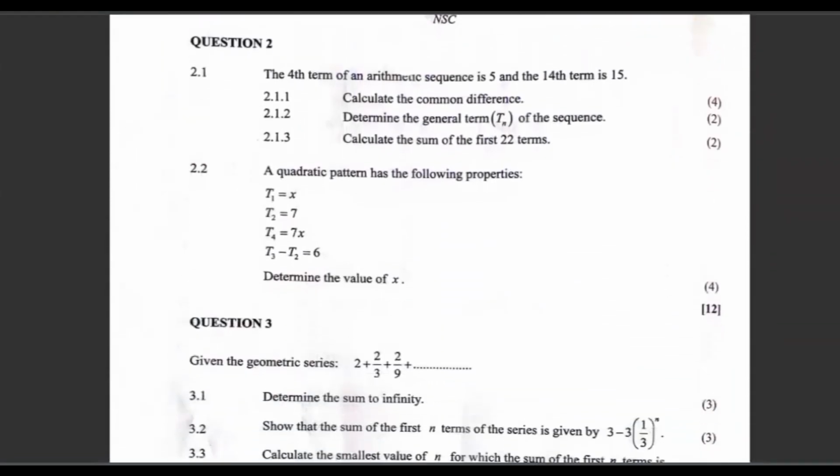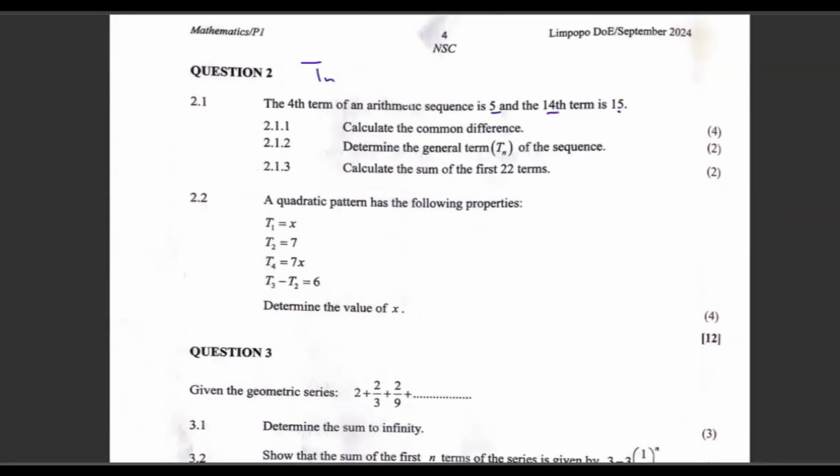All right, so that is that. Question number 2. The reason why we're saying x cannot be negative is because speed is a scalar quantity. It's not a vector quantity. Okay, question number 2, they are telling us that the 4th term of an arithmetic sequence is 5, and then the 14th term is 15. Calculate the common difference. So this is more like a simultaneous sort of question.